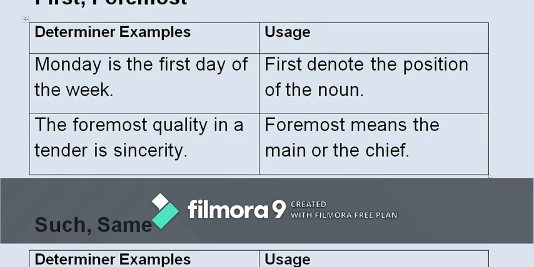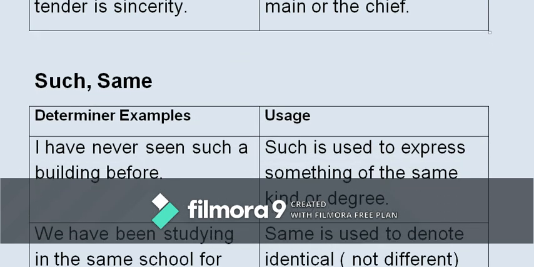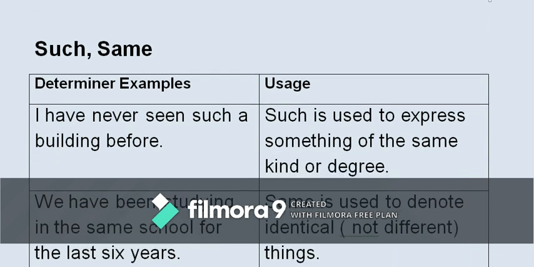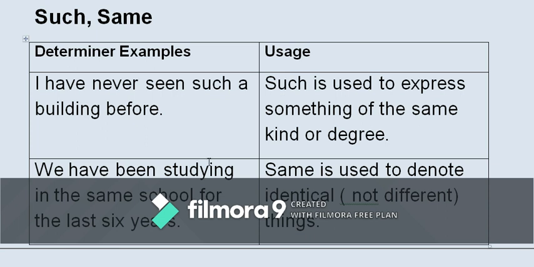Then we have the next example, such and same. Such is used when you have some idea already in mind, and same is used when something is identical in nature. I have never seen such a building before. You use the word such to express something of the same kind or degree. Then we have been studying in the same school for the last 6 years. Same is used to denote identical things or the same thing which is not different in any way.